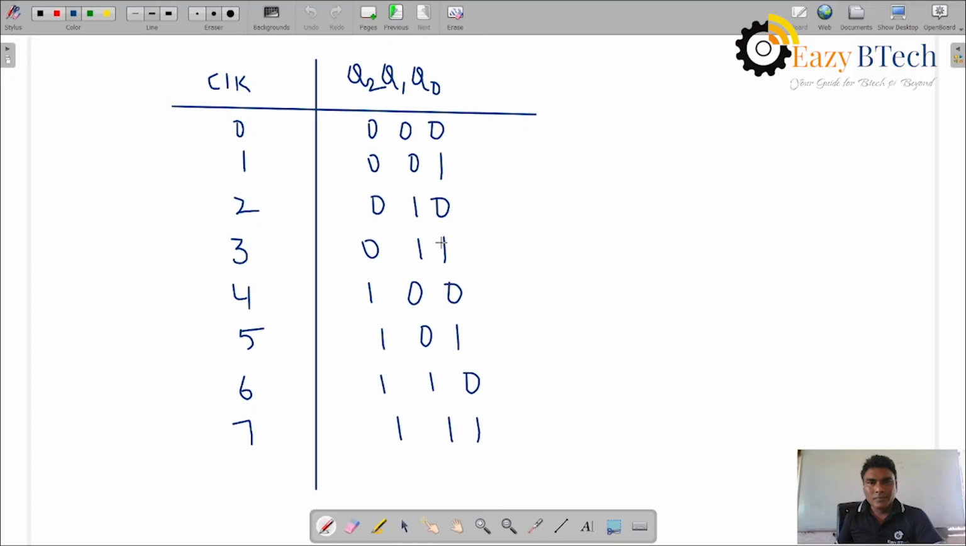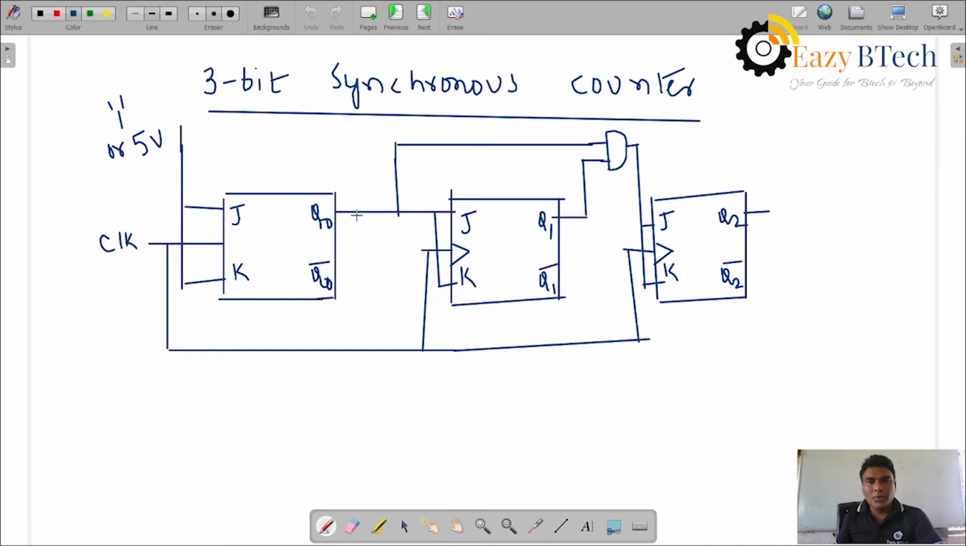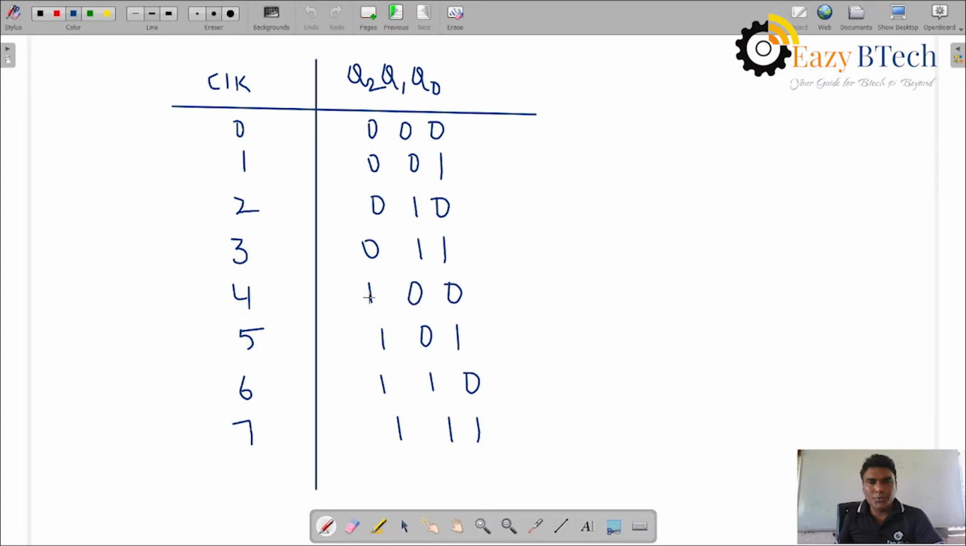For the next clock pulse, Q0 will be 1, Q1 will be 1, so Q2 will be in no change state. At the fourth one, Q0 and Q1 will be 1, so 1 goes to here, 1 goes to here, and the AND gate output will be 1. This is the fourth clock pulse. Q2 will be 1; it sets Q2, and then Q1 goes to 0.